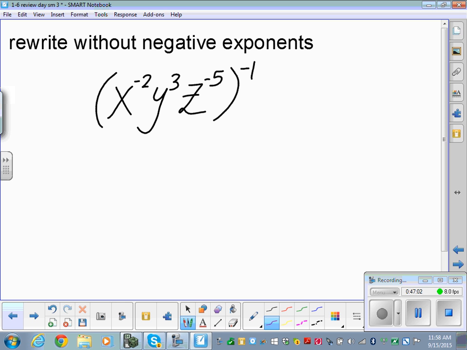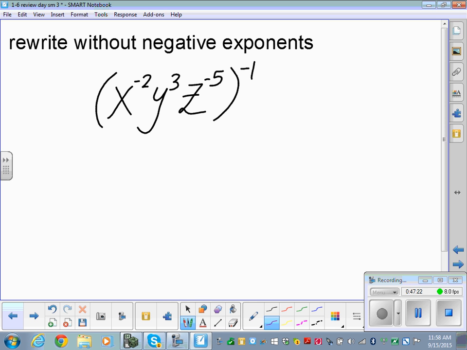So we have x to the -2, y to the third, z to the -5th, all raised to the -1. The first thing I need you to understand, there's no addition or subtraction signs in there, so don't add them in there. Now this is just properties of exponents since there's not an addition sign or subtraction sign. So what we'll do, guys, is sing our property of exponent songs.